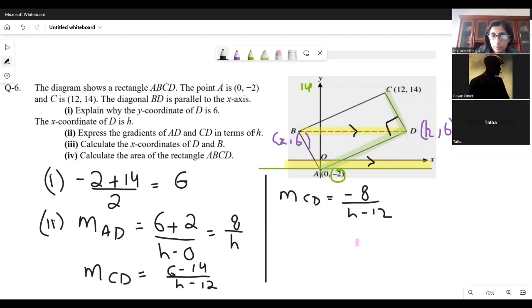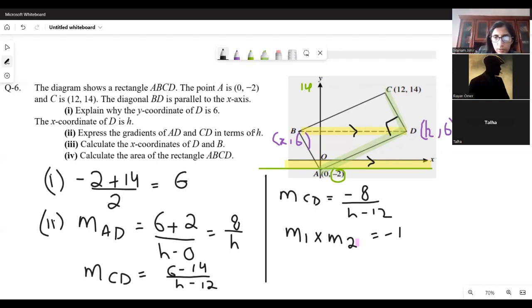m1 m2 की क्या इक्वेशन होती है? It is m1 times m2 equals -1. वो जो हम नेगेटिव रेसिप्रोकल का कॉन्सेप्ट कहते हैं ना, वो यहाँ से आता है. So if two slopes are perpendicular to each other, the equation that connects the slopes is this: m1 times m2 equals -1.